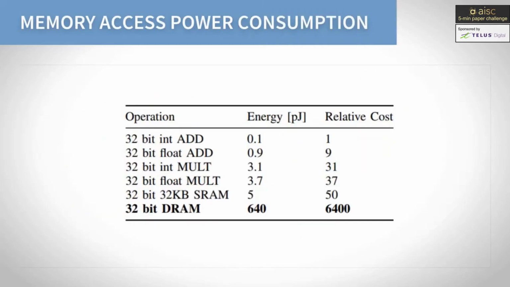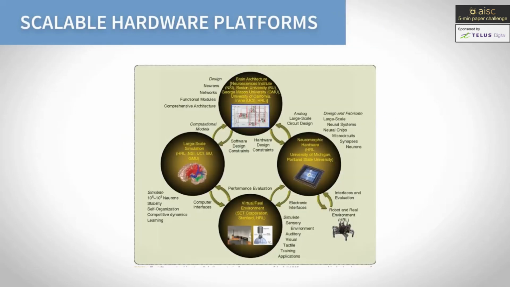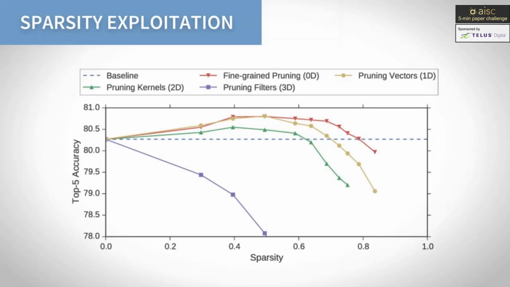Power and area budgets for modern AI chips are often quite stringent, and therefore energy consumption needs to be monitored. As can be clearly seen, a 32-bit DRAM operation requires 6400 times more energy than a 32-bit add for the same data types. The third challenge that is faced is with regards to scalable hardware platforms for different types of machine learning models. The fourth challenge that is faced is with regards to sparsity exploitation for weights and activations. As can be clearly seen, the performance of AlexNet is greatly increased by fine-grained pruning for both weights and activations.